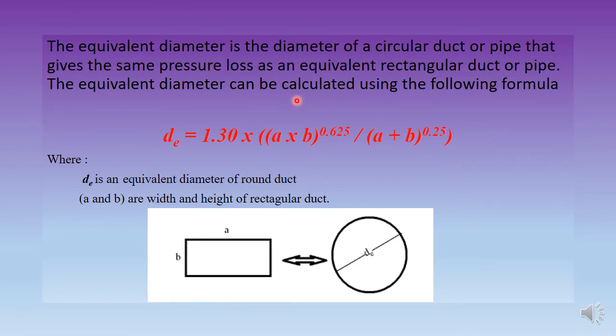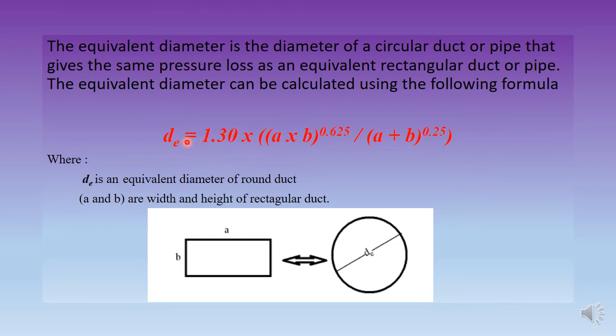Okay, so how to convert from a rectangular duct to a circular duct, or the other way around? So the equivalent diameter is the diameter of a circular duct or pipe that gives the same pressure loss as the equivalent rectangular duct or pipe. And we will be using this formula to convert from a round duct.